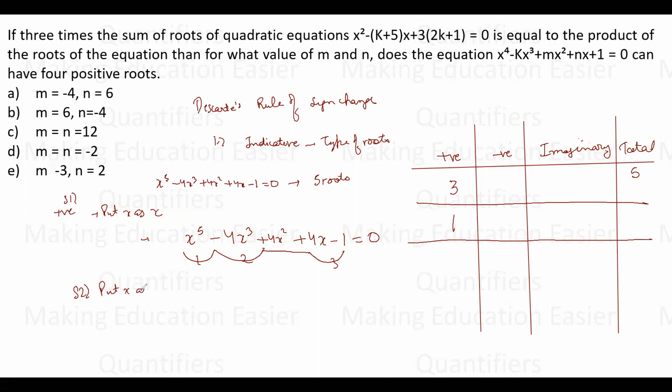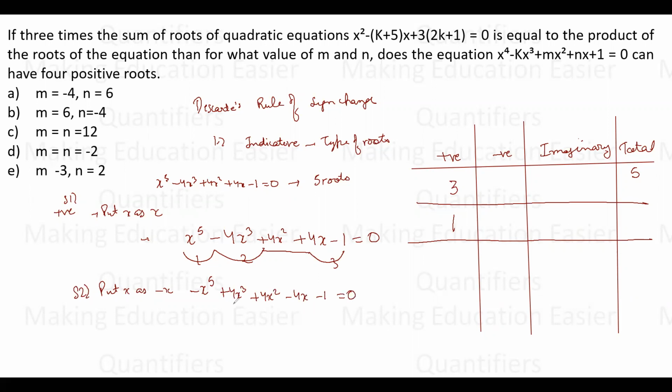x को हम माइनस x डालेंगे, राइट? अब माइनस डालने पे क्या होगा? ऑड वालों की पोलैरिटी चेंज हो जाएगी, राइट? So if I am putting x as minus x, it becomes minus x⁵ plus 4x³, यहाँ पे तो सेम ही रहेगा, plus 4x² minus 4x minus 1 is equal to 0, right?